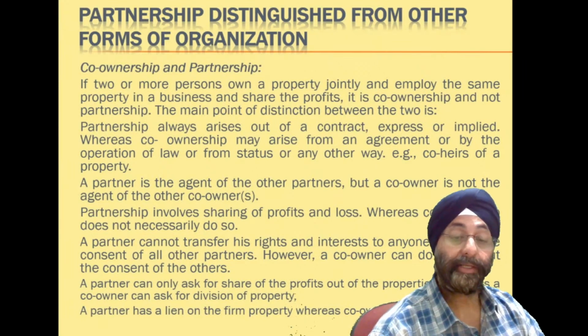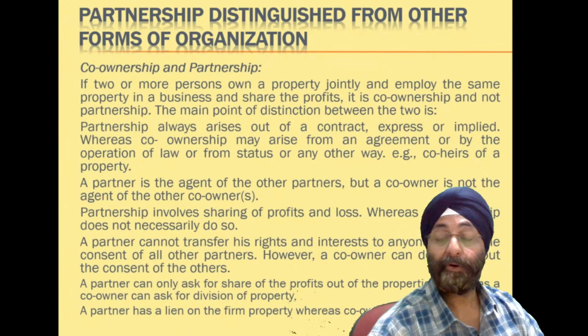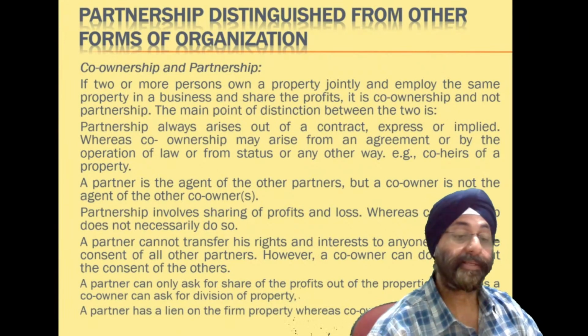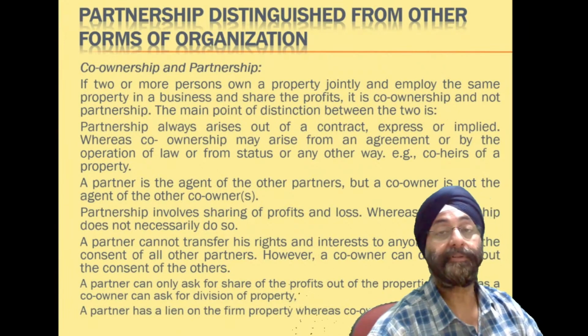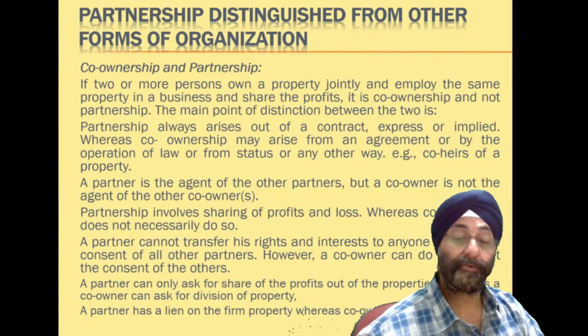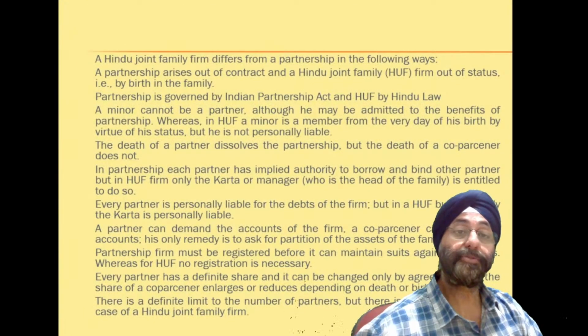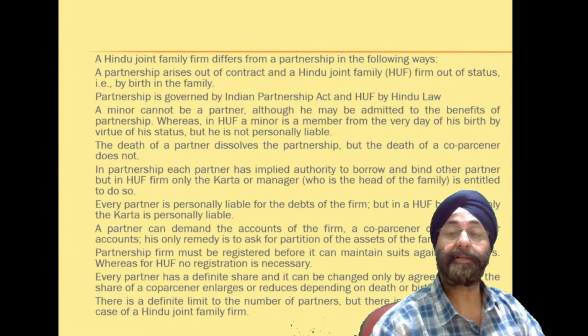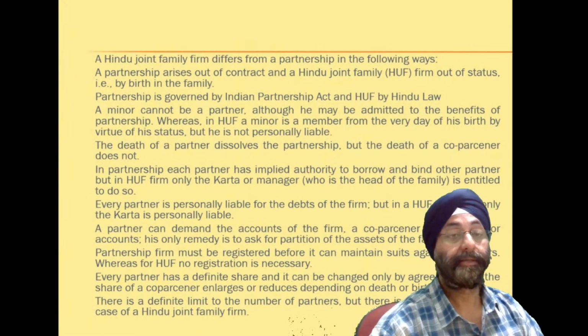A partner can only ask for share of profit out of the properties, whereas the co-owner can ask for division of property. A partner has a lien on the firm property, whereas a co-owner does not. A Hindu joint family firm differs from the partnership in the following ways.